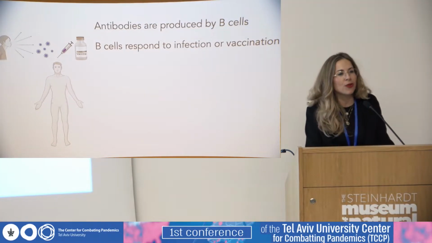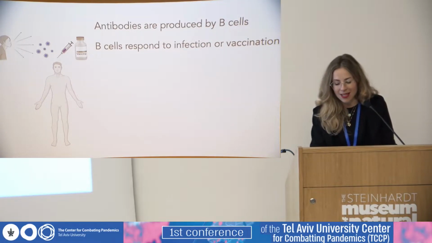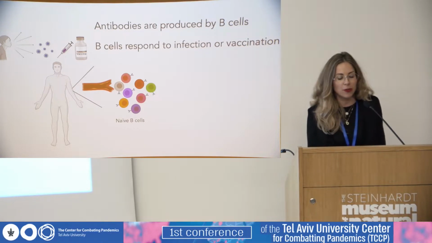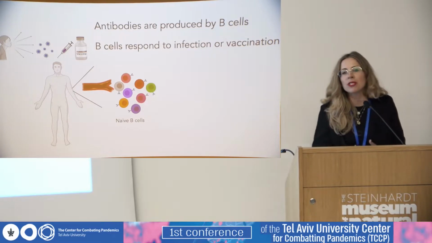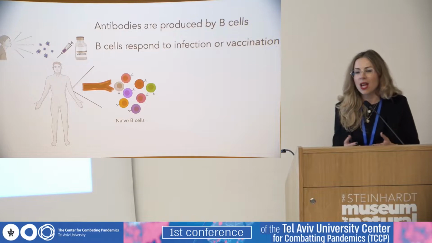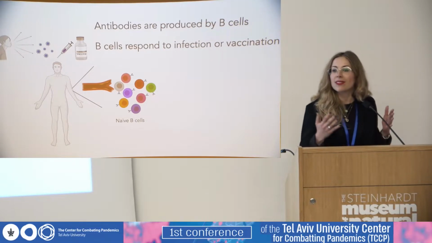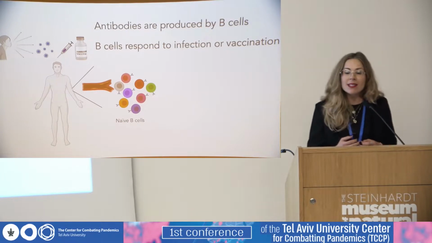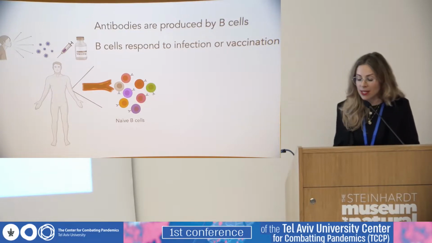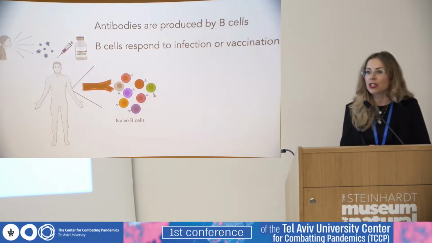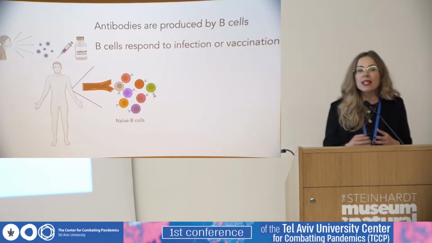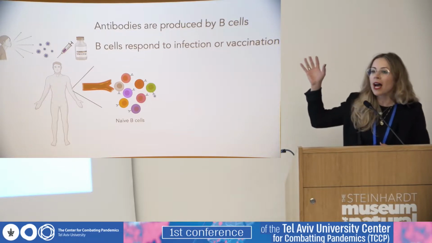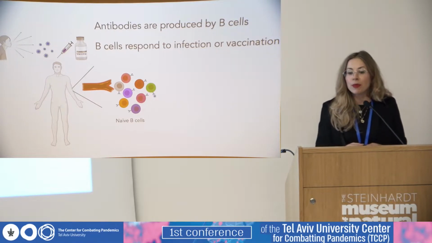And how do they do so? B cells are present in our body in the form of a naive B cell repertoire, which is an enormous collection of different B cells. What does it mean, different? The B cells present different antibodies on their surfaces. Once this naive repertoire encounters an antigen, whether it comes from an infection or from a vaccine, there is an activation of several B cells that are able to specifically recognize this antigen through their membrane antibodies.